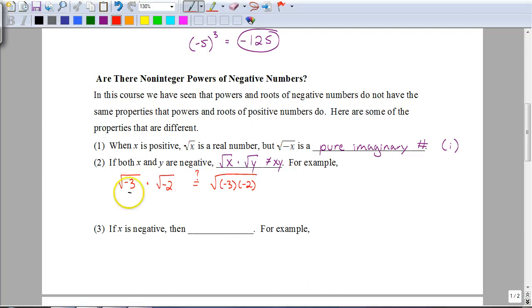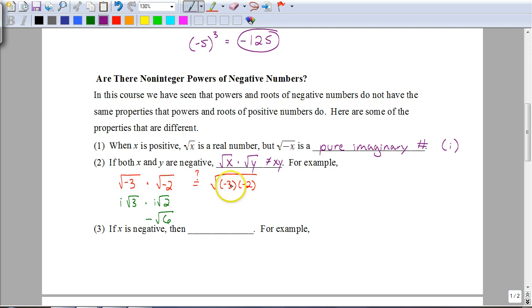Well, remember when we talked about square roots of negative numbers, we said that before we do any multiplying, we can't do anything with the square root of a negative number. We have to take out an i. So this is going to be the same as i square root of 3 times i square root of 2. And i times i is negative 1, so this would be a negative. And 3 times 2 is 6, so I have a negative square root of 6.